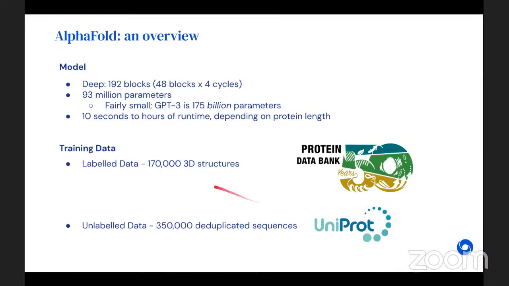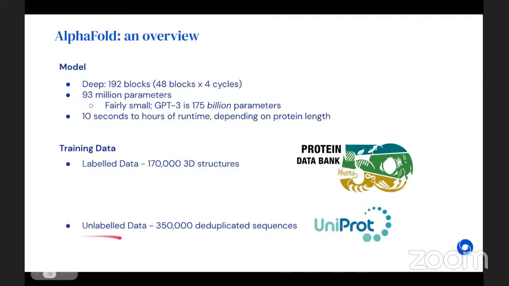The data it was trained on: we have labeled data, which is roughly 170,000 3D structures, and they are taken from the Protein Data Bank, which is an absolutely incredible resource. All experimentalists in the world who are working on academic research will upload their structures to this database, and you can access it. It's machine readable, it's high quality, so it's an absolutely amazing resource, probably one of the reasons that AlphaFold was possible.